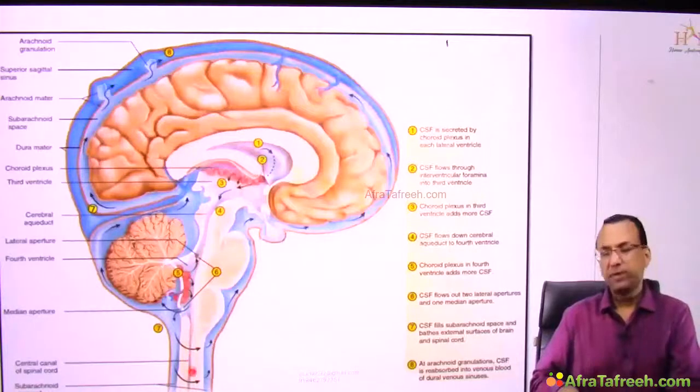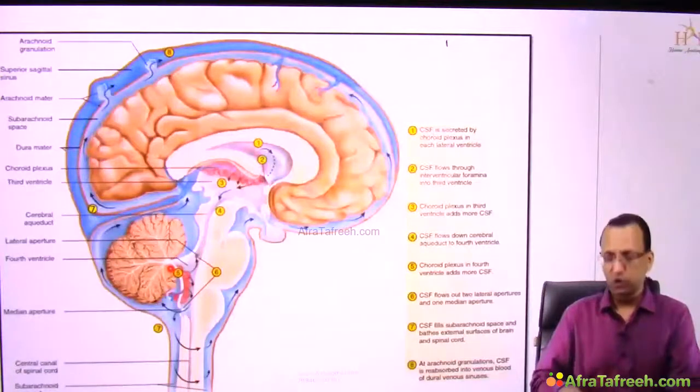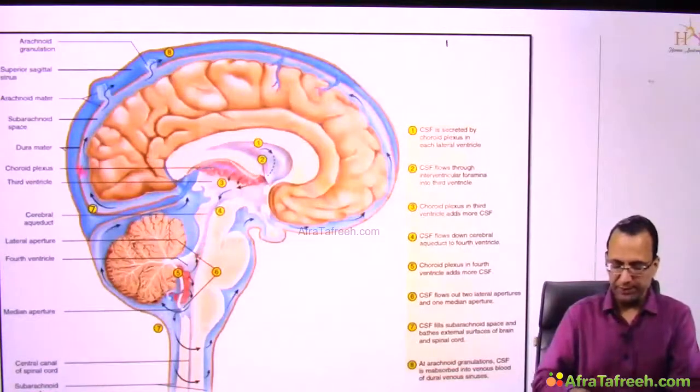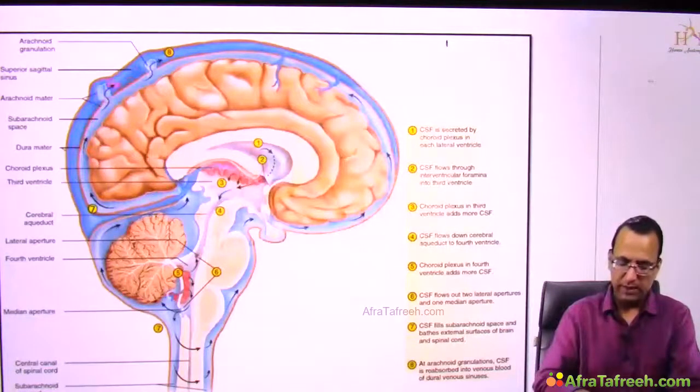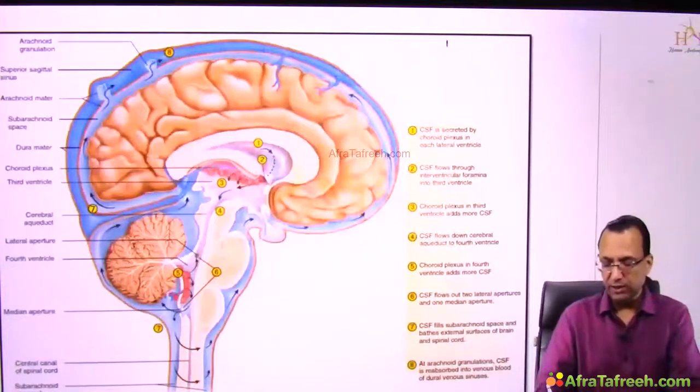It may also happen that it escapes out through the various openings, which could be the Magendie or Luschka foramen, so that it will come into this space, which is called the subarachnoid space, and from the subarachnoid space it can move into what are called arachnoid granulations, and from the arachnoid granulations it will be absorbed into the dural venous sinus, like this, the superior sagittal sinus.